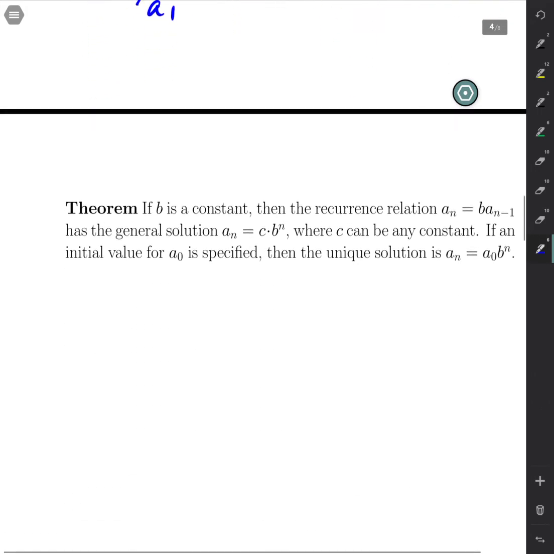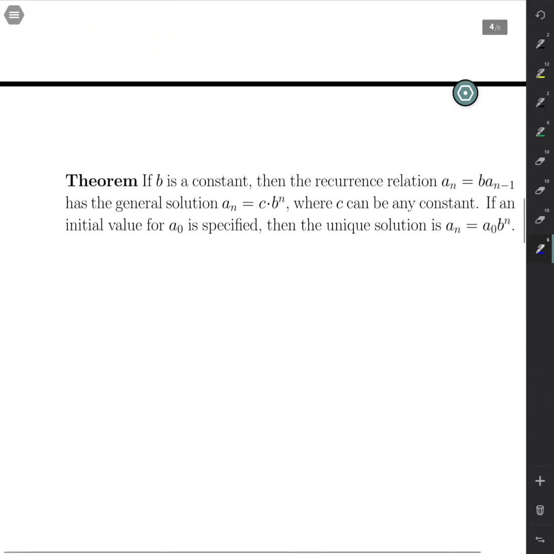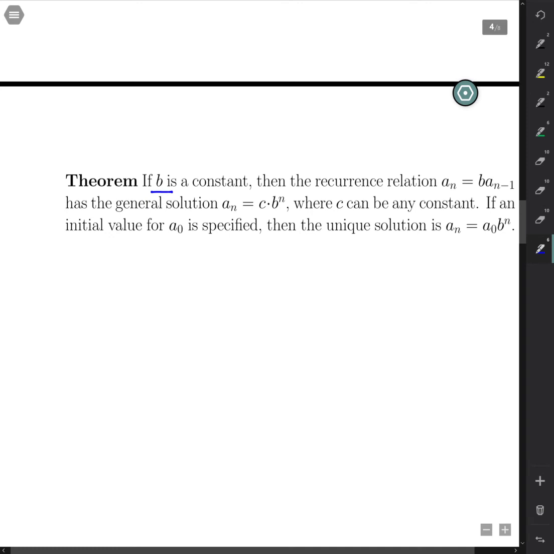Right, so here's a general theorem that applies to a particular type of first order recurrence relation. So in this case here, the theorem says if b is a constant, then the recurrence relation, that's that very simple one right there, an is b times the previous term.